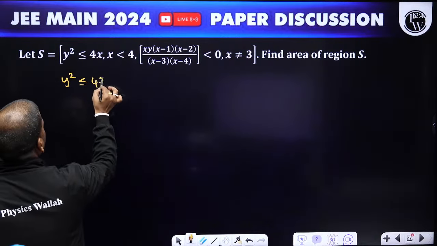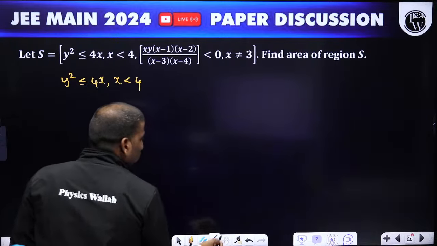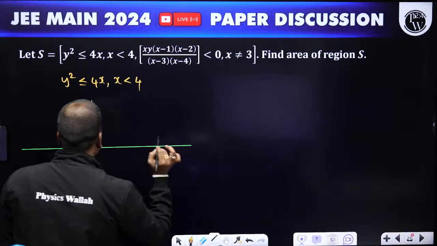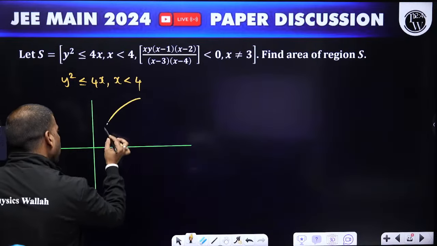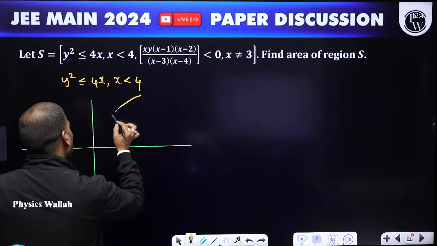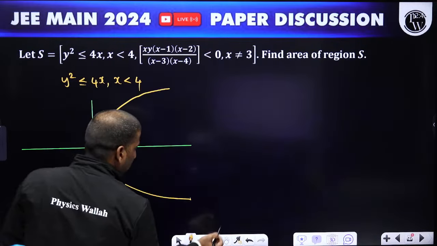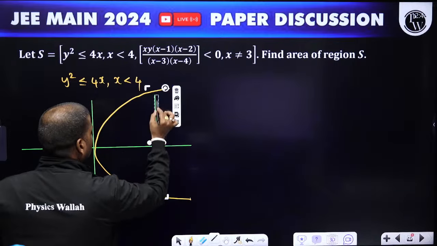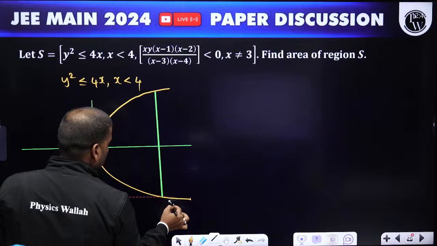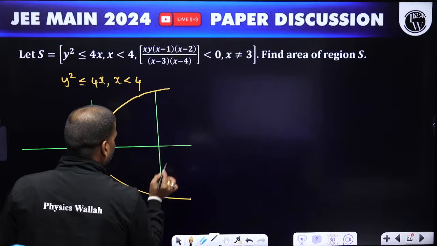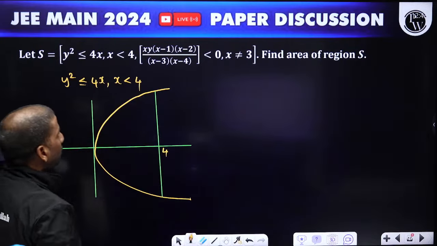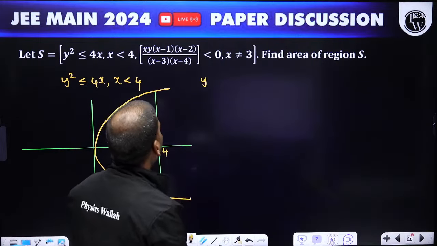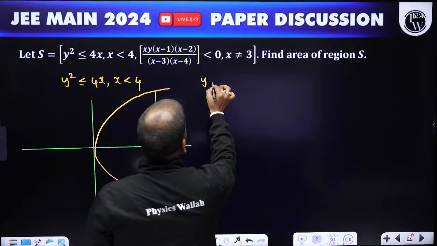Now, let us see. y square is less than or equal to 4x. This is okay. x is less than 4. Fine. So what is the diagram here? Now we have a parabola. After that, we have a line here, which is nothing but x equals 4. Inside this region. But one more condition is there. What is that? This whole part is less than 0. But we don't know y. y can be positive as well as negative. We will take y greater than 0.